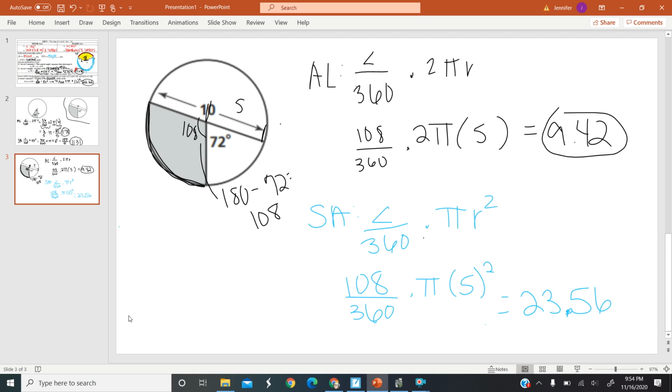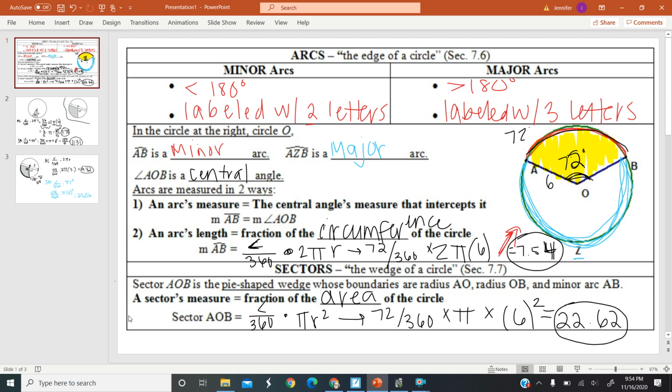So that is pretty much the concept of these two. The most important thing is just to remember those two formulas. So make sure that you get those written down and are able to use them, and you should be good to go.